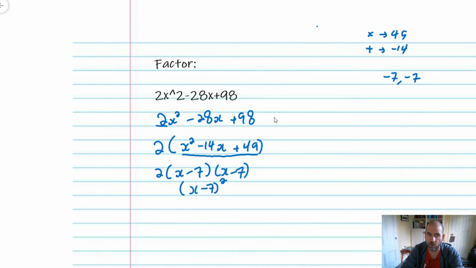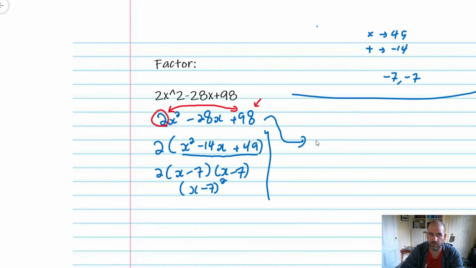Let's say we didn't notice that though. Let's say we got here and we didn't pick up on the common factor. So what can we do? Well, we can still deal with this. So remember before, we would take our constant term, and that would tell us what our possible factors are. If this number is not 1, we actually have to multiply our leading coefficient and our constant. So 2 times 98 equals 196. That number is where we're going to be looking for our factors. And we're going to be looking for multiplying to 196 and adding to negative 28.